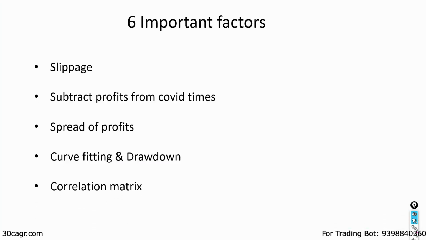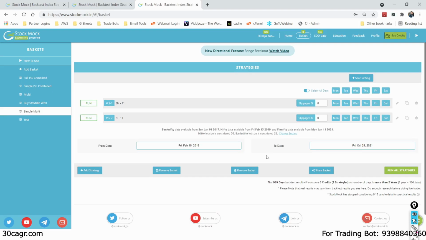And then the fifth is correlation matrix. Until now, we have discussed these factors which you can apply for even a single strategy. But what I'm going to tell you now is for those who are backtesting on multiple strategies, right? At least two strategies. Now, I have two strategies. I'm in this basket feature where you can test multiple strategies at once.